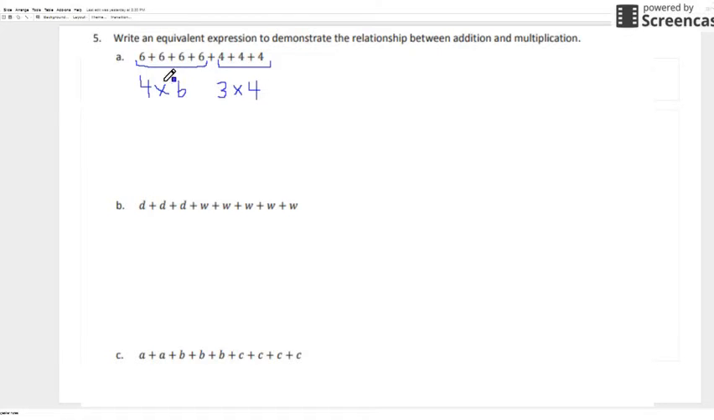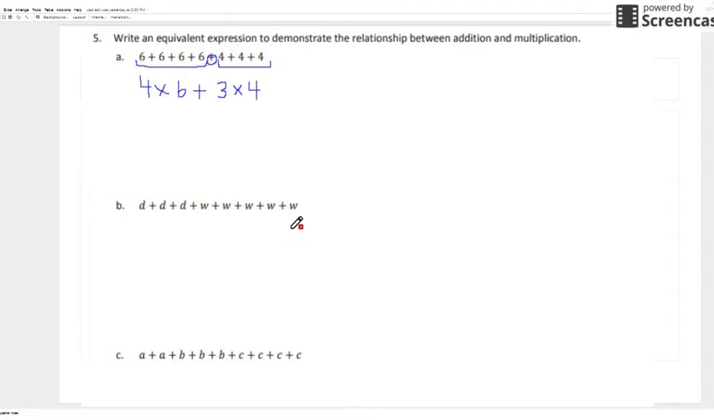Well, these two still have to be connected somehow. This is not 63. We have to connect them. This addition sign right here connects these 2 multiplication problems together. So remember, this is 4 groups of 6, and this is 3 groups of 4, but they're still being connected by addition. We wouldn't change this addition sign to multiplication, because these groups of 6 are being added to these groups of 4. So that wouldn't change. That's something you have to be on the lookout for.